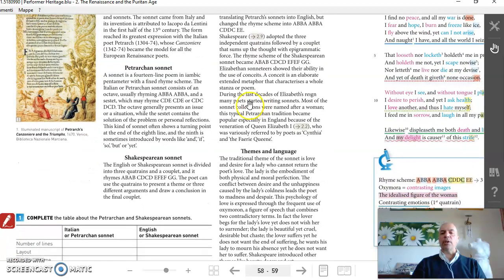Other things to say. During the last decades of Elizabeth's reign, many poets started writing sonnets. Verse sonnet collections were named after a woman. The typical Petrarchan tradition became popular, especially in England, because of the veneration of Queen Elizabeth. I remind you that during that time there was Elizabeth I.